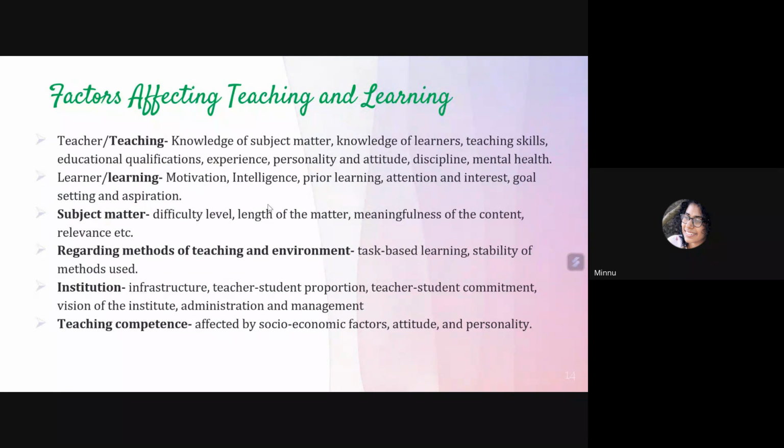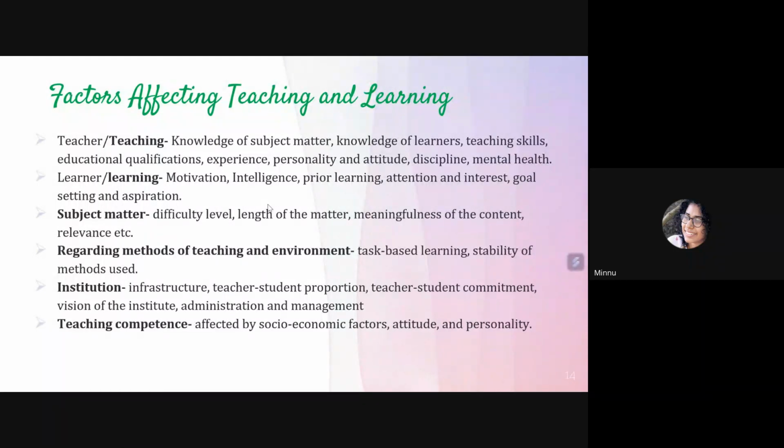And intelligence is a factor. Prior learning or prior knowledge that we have is a factor. The attention and interest that we have in the subject is a factor. And finally, what aspiration or what goals we are aiming at is also a very important factor, which would affect our learning and decide if we have learned something or not.